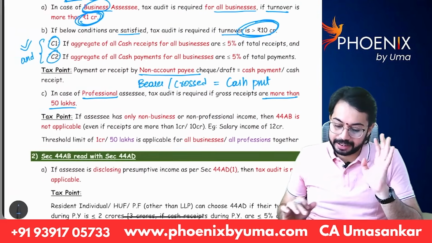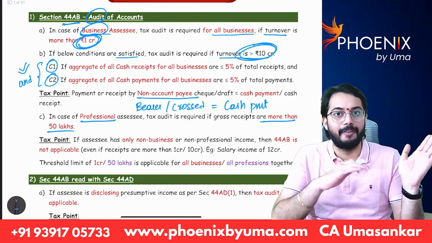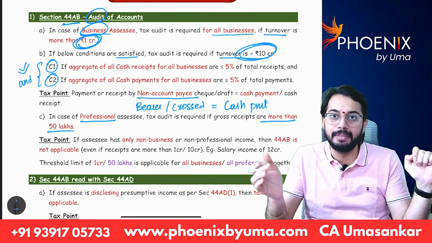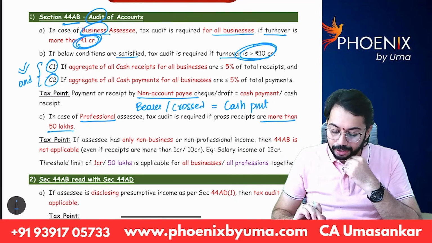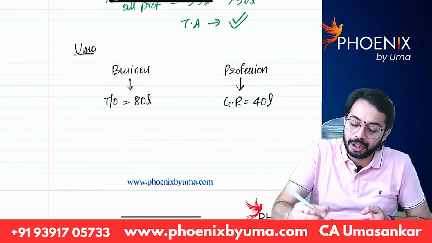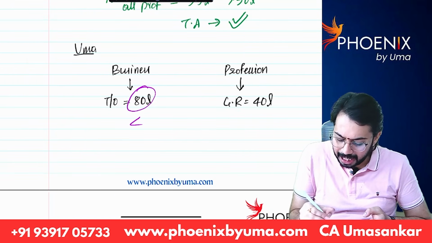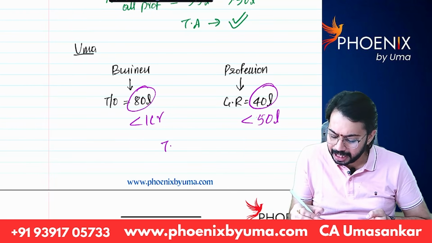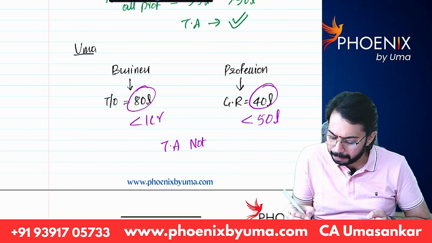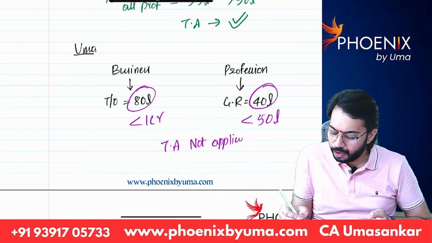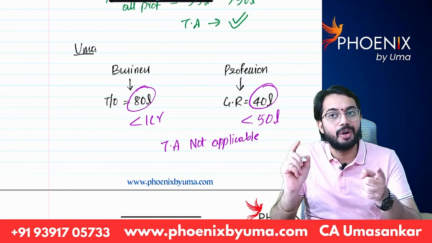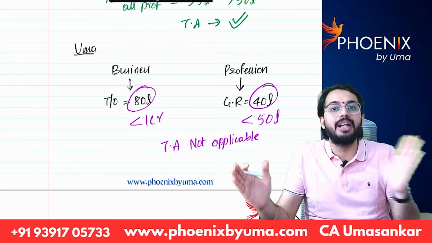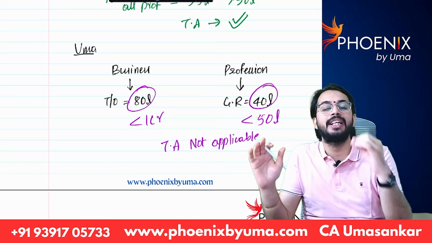See, the thing is, business is different, profession is different. For business, a separate threshold limit of 1 crore is applicable. For profession, a separate limit of 50 lakhs is applicable. So, in business, turnover is less than 1 crore. In profession also, gross receipts are less than 50 lakhs. Tax audit is not applicable. That means whatever the threshold limits, 1 crore and 50 lakhs, you have to apply them separately for business and profession in case of a person.